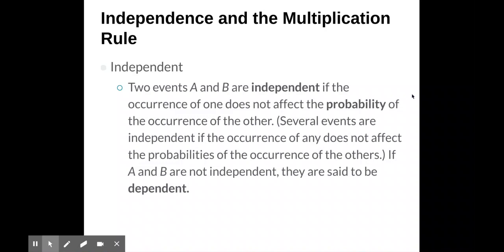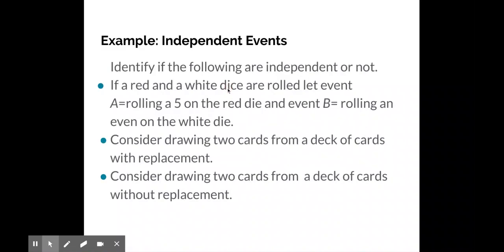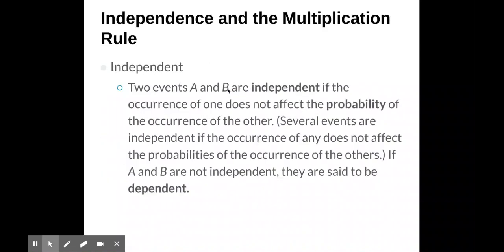So we say that two events are independent if one of them happening does not affect the probability of the other happening. In other words, A and B are independent if the probability of B is equal to the probability of B given A. So if the probability of an event happening is the same as the probability of that event happening when another event has happened, then those two events are independent.